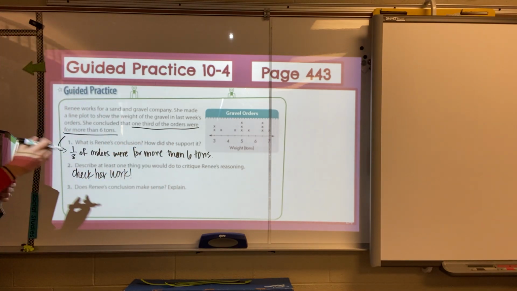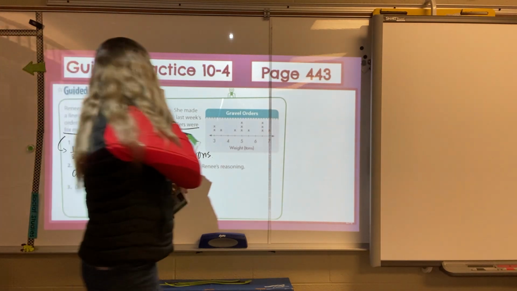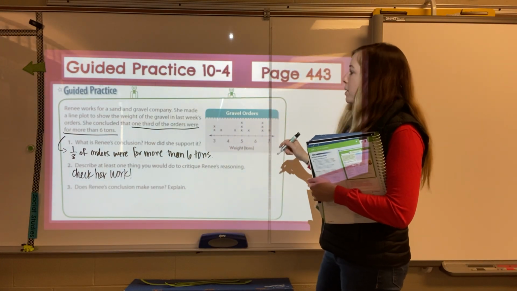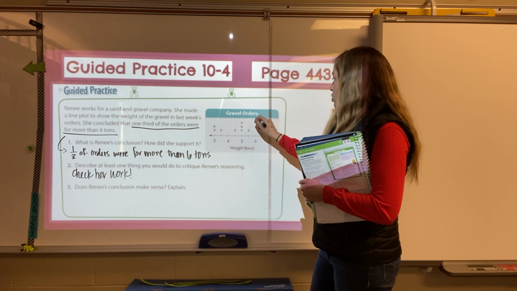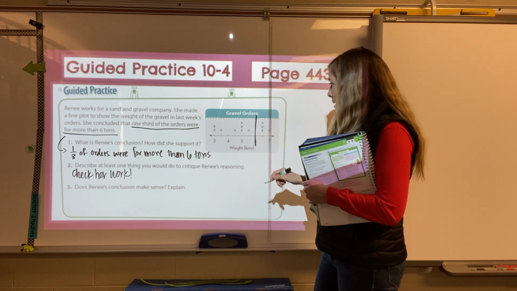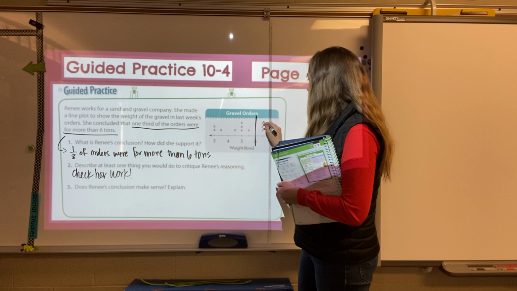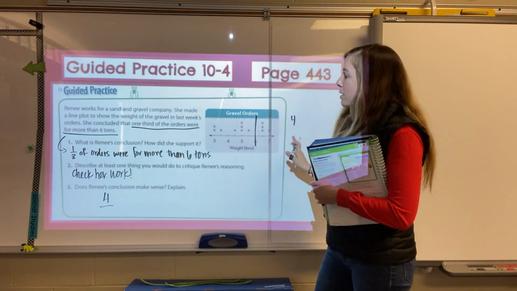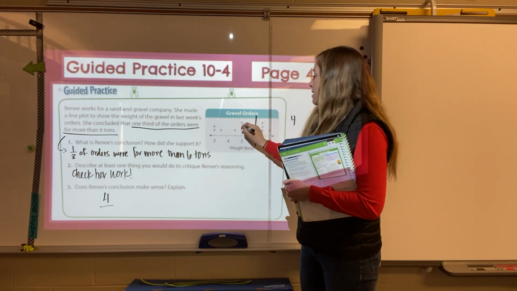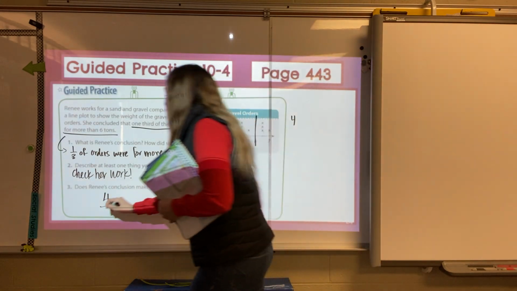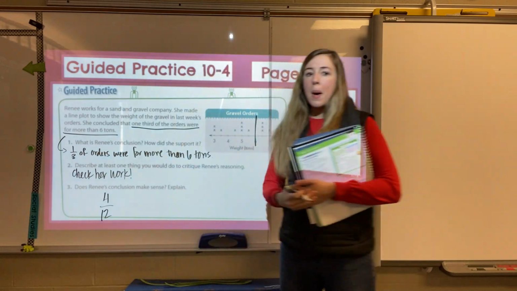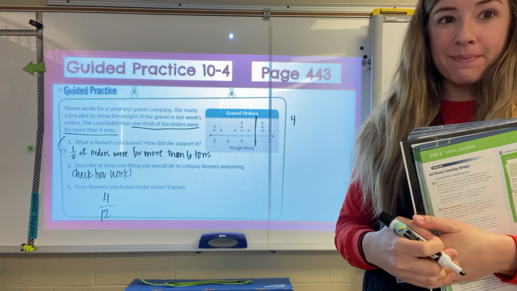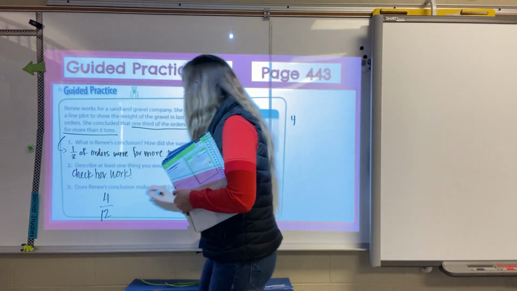So does Renee's conclusion make sense? Explain. So now we have to look at this from a fraction standpoint, which I will help you with. For more than 6 tons, she's breaking it off right here. And we've got 1, 2, 3, 4. So we have 4 out of how many orders total? 5, 6, 7, 8, 9, 10, 11, 12. So 4/12. Can that be reduced? What could 4/12 be reduced to? It would be reduced to 1/3.